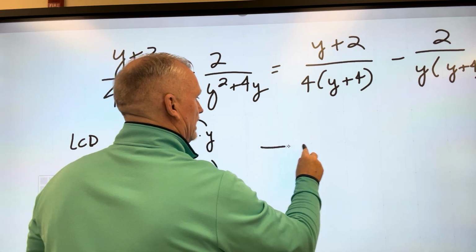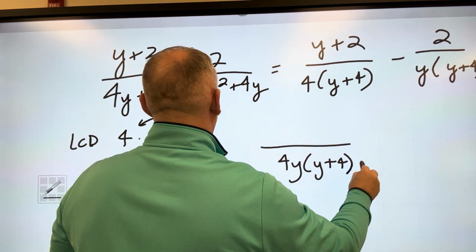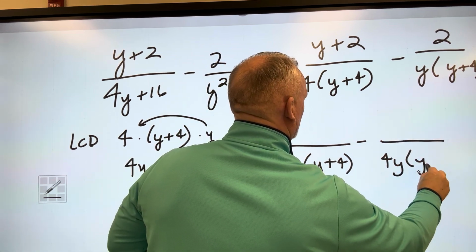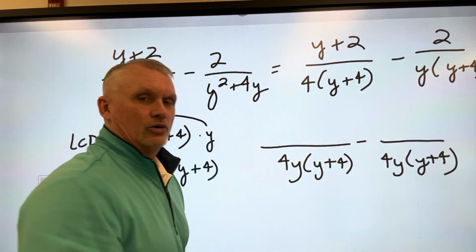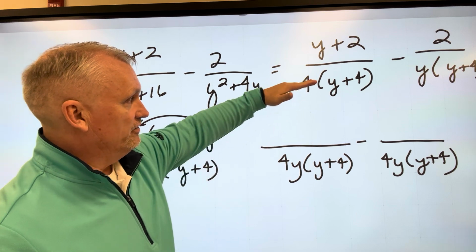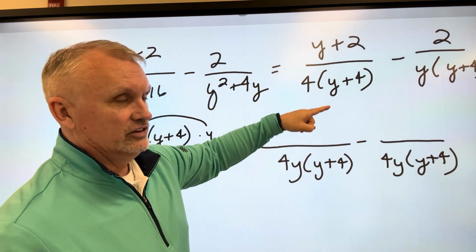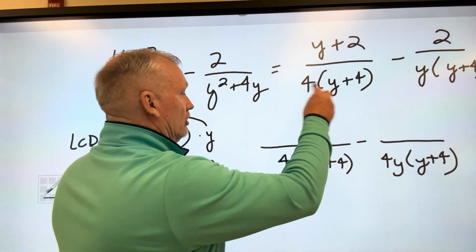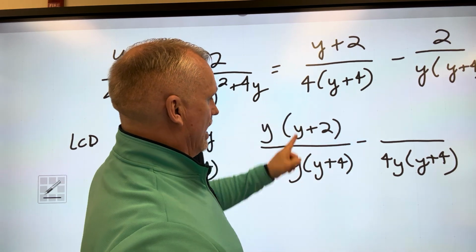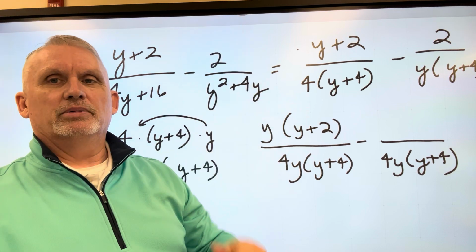So I put it down in the denominator. 4y, y plus 4, minus 4y, y plus 4. Notice I left the numerators empty because I got to tell myself, how do I get from here to here, here to here? What's it missing? It's missing the y. So you multiply it, y plus 2. Notice it's missing the y, so I got to multiply to the numerator. Whatever happens in the denominator, I got to happen to the numerator.